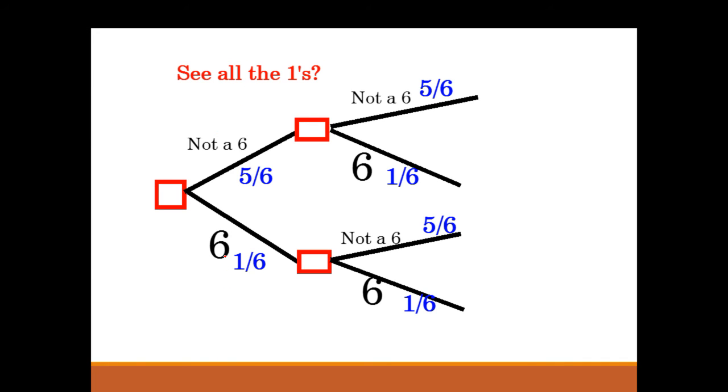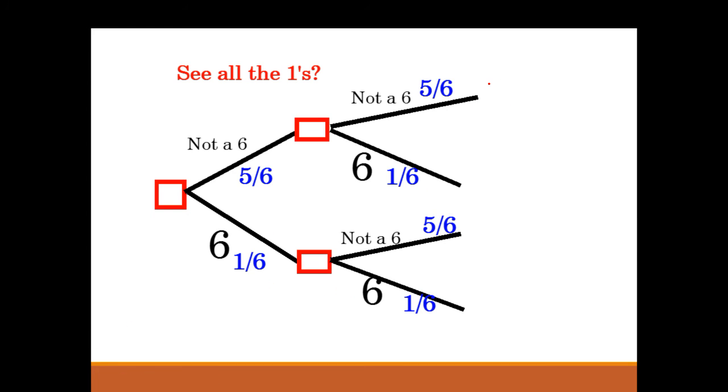Well, the probability of rolling a 6 is 1 in 6, so the probability of rolling a not a 6 is 5 in 6. So this set of branches has a 1 in 6 and 5 in 6, it adds up to 1. This set of branches has a 1 in 6 and a 5 in 6, it adds up to 1. And this set of branches has a 1 in 6 and a 5 in 6, and it adds up to 1. Now, we're going to use the multiplication rule, which means we're going to multiply down the lines, and we're going to get a probability that's associated with each of the 4 lines. Okay?